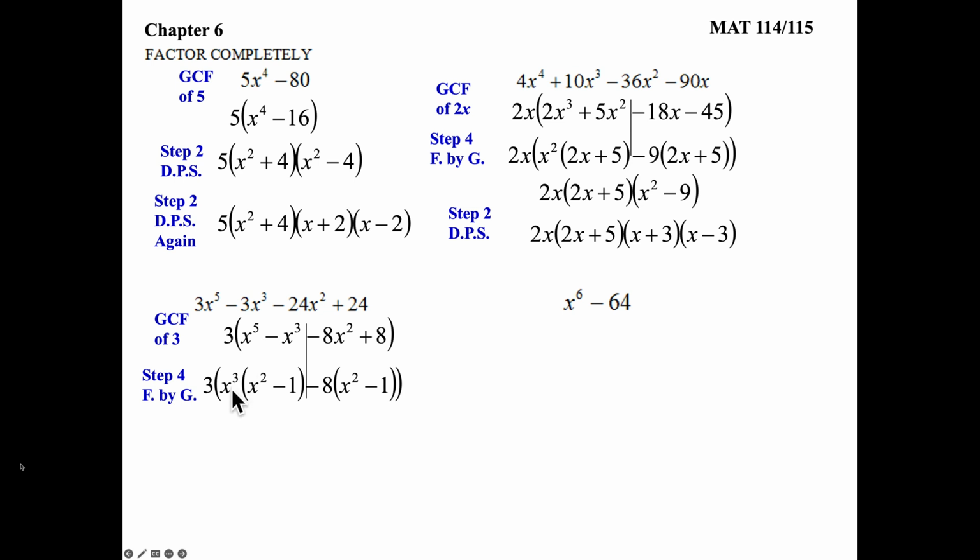I take out an x cubed this time. That's the smallest power on my x. That leaves me x squared minus 1. I have to have an x squared minus 1 over here, which forces my GCF of the right to be a minus 8.